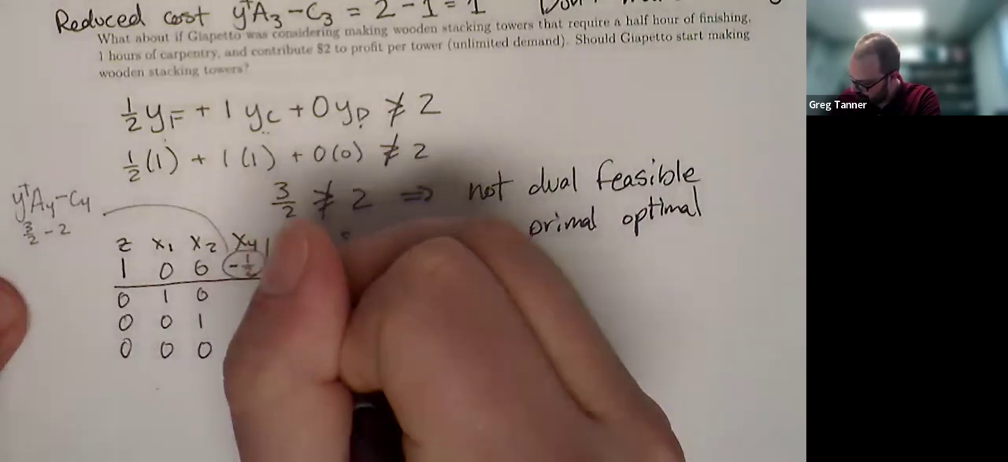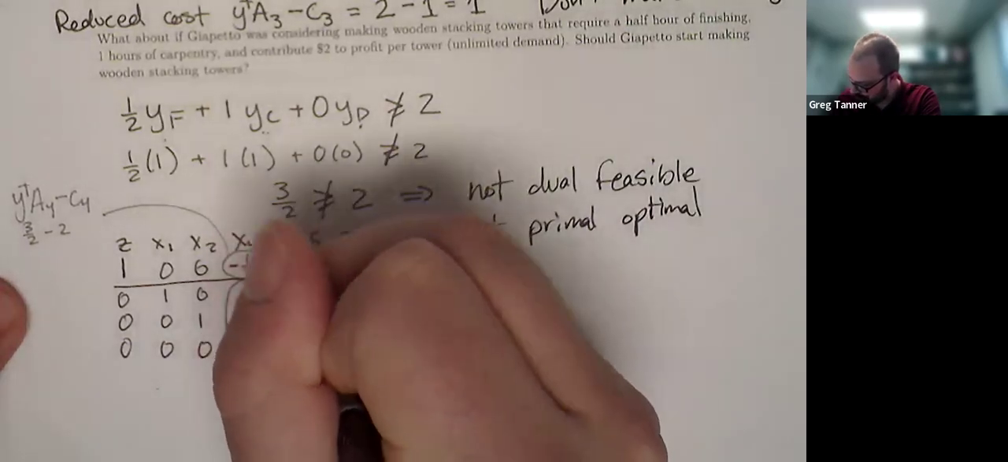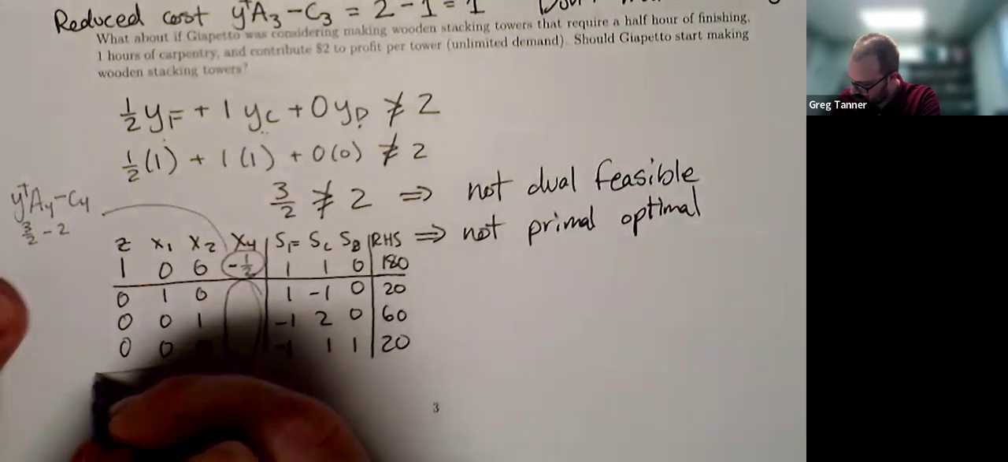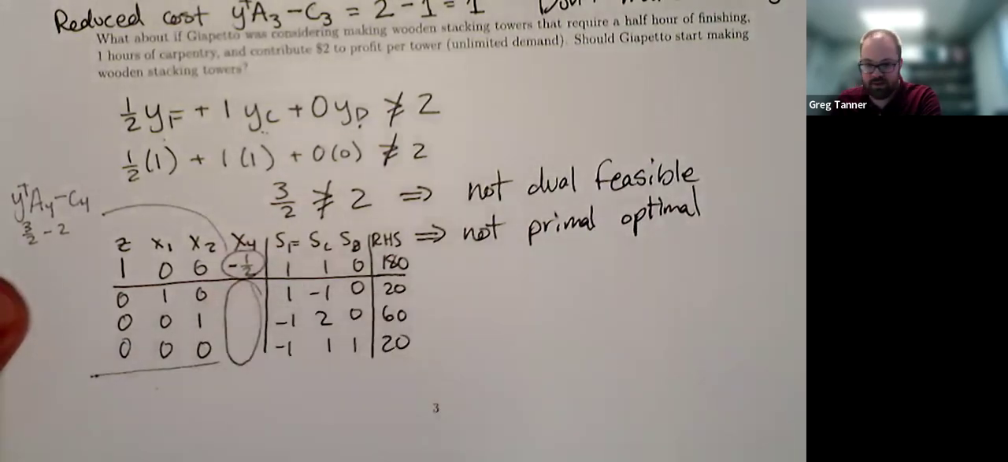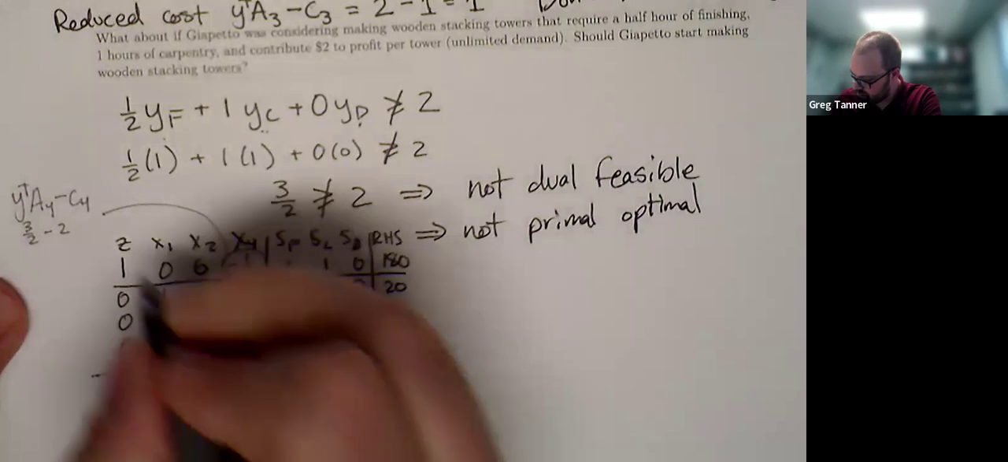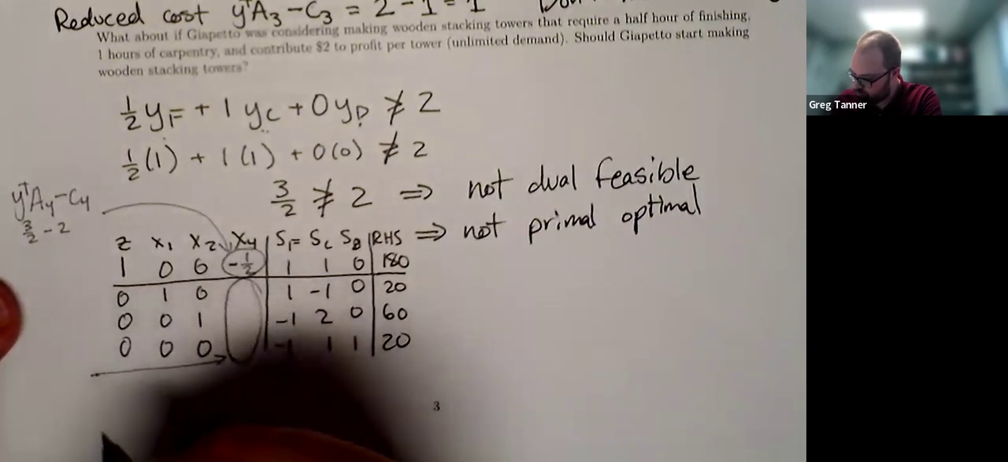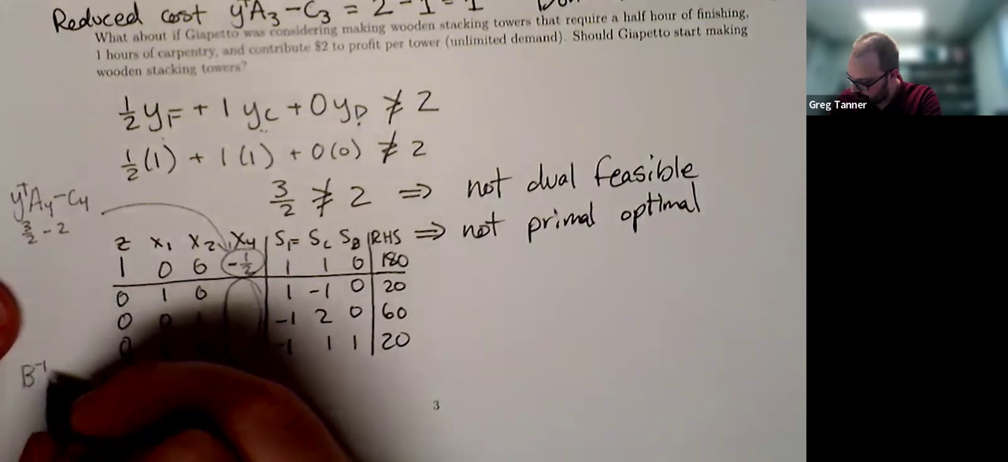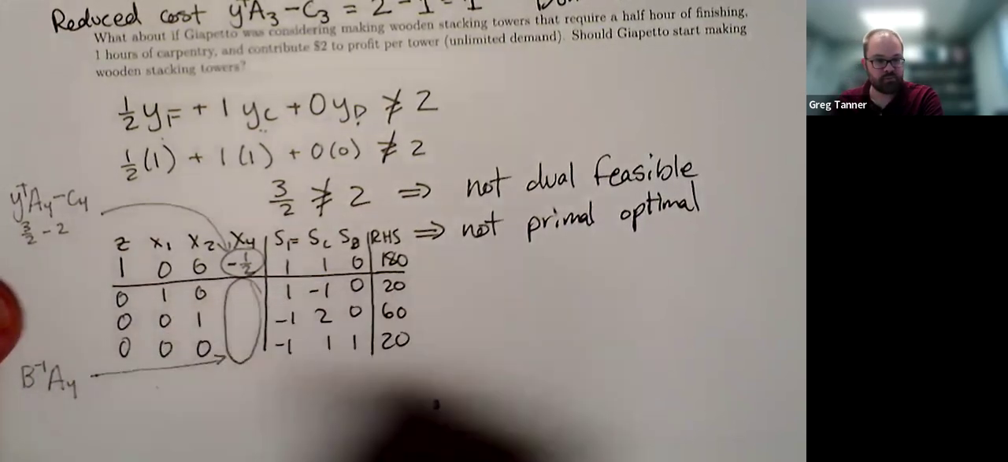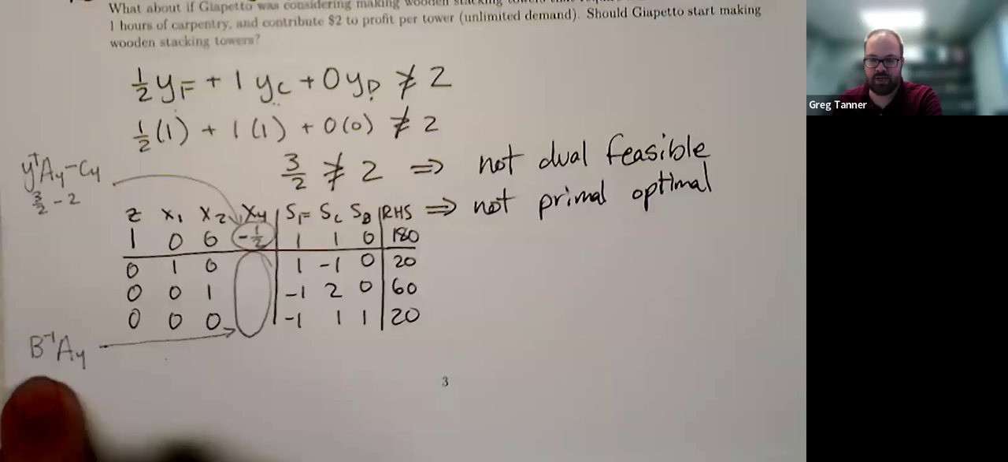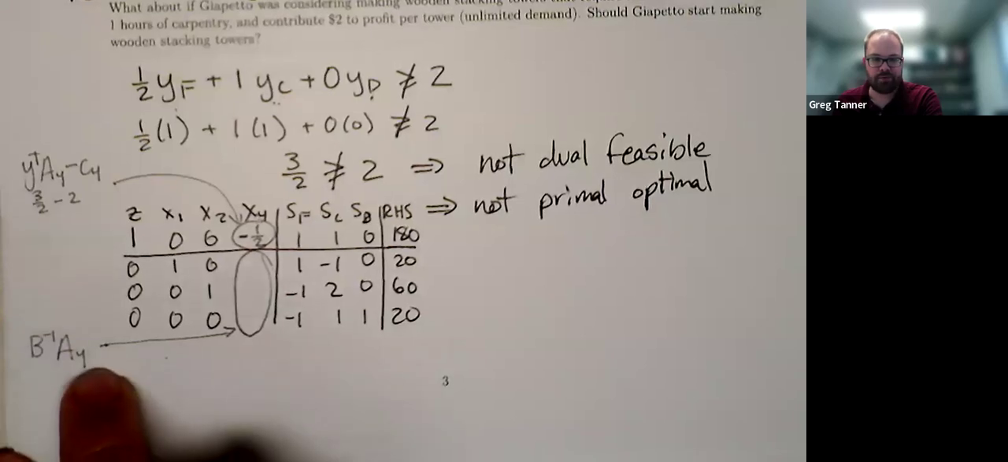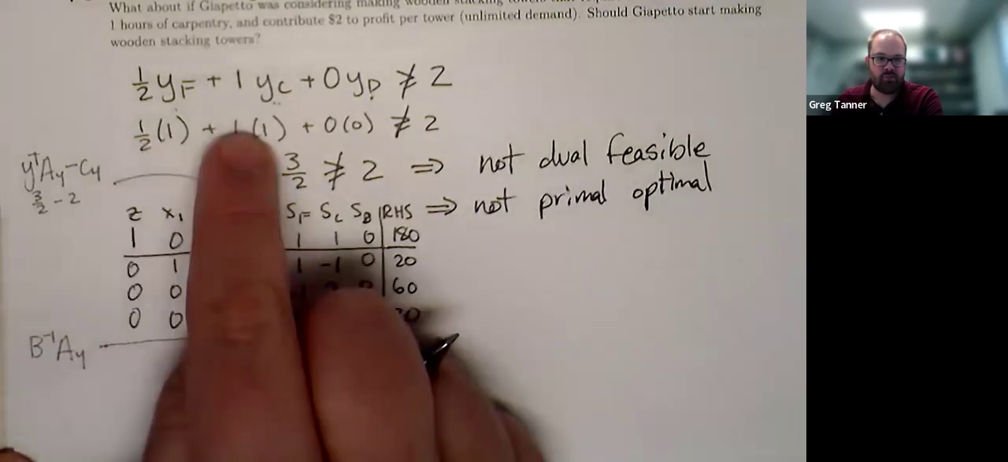Okay. And then this here, thinking about what that is using the fundamental insight, that's going to be B inverse A4. Okay, so I take my B inverse matrix, multiply it by the A4 column, which is this 1/2, 1, 0.